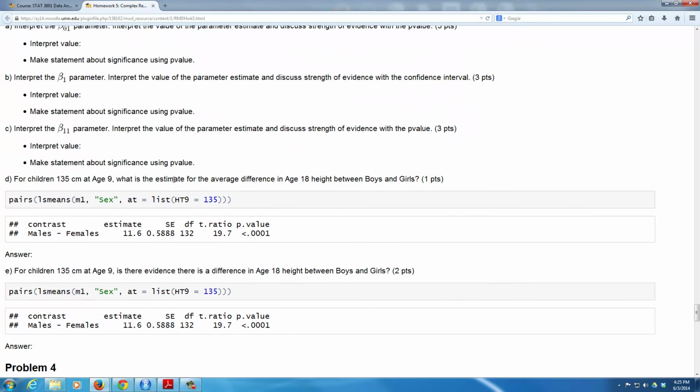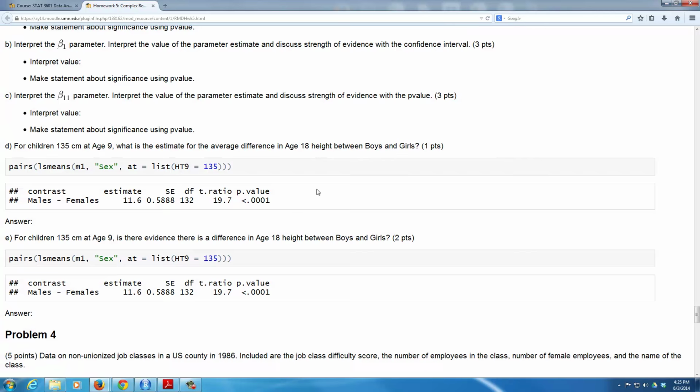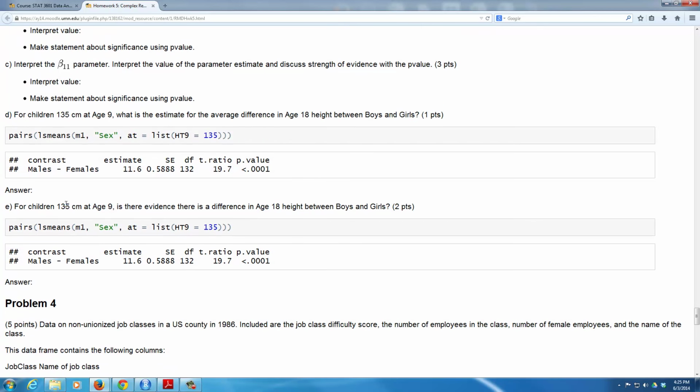I want you to be able to read this output and come up with the estimated difference between boys and girls. In part E, the same situation. Boy and girl are both 135 centimeters at age 9. Is there evidence that the heights differ between the boy and the girl? I want you to use the significance in the p-value to make your statement about whether there is evidence they're different and how they are different.